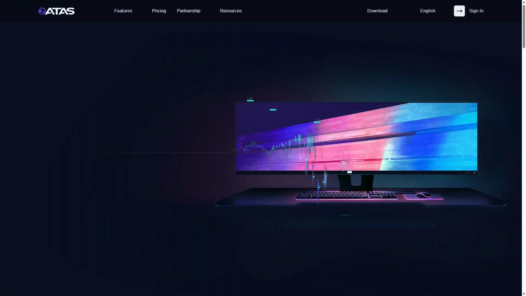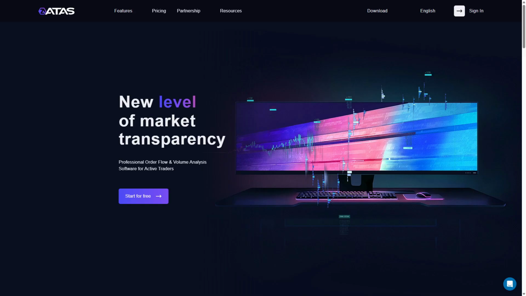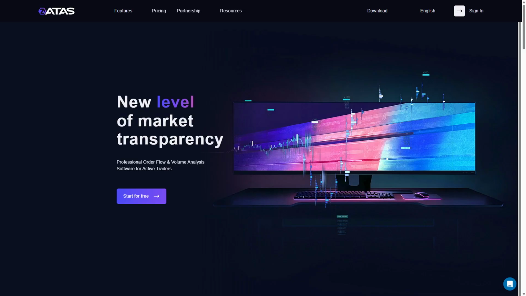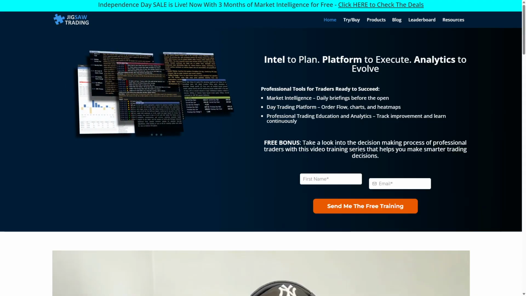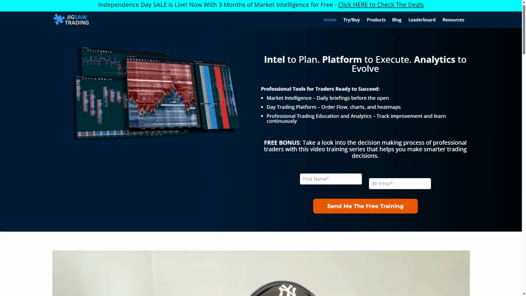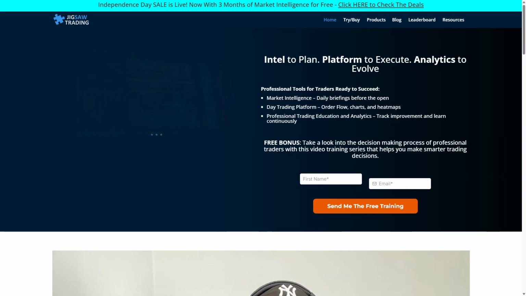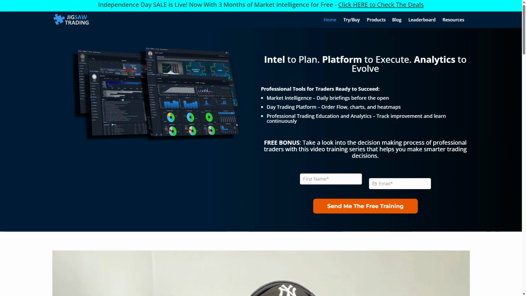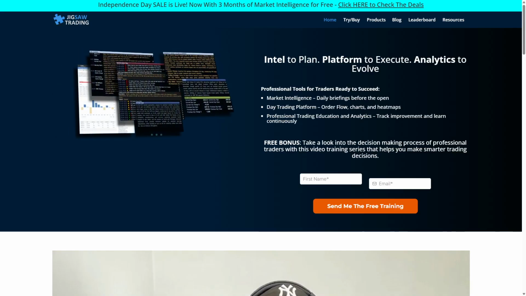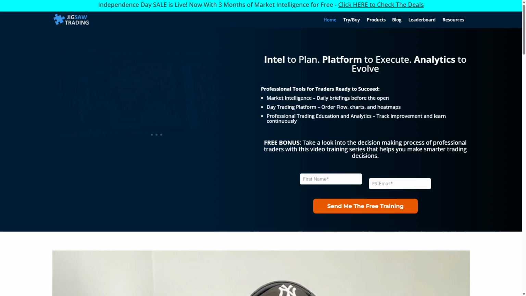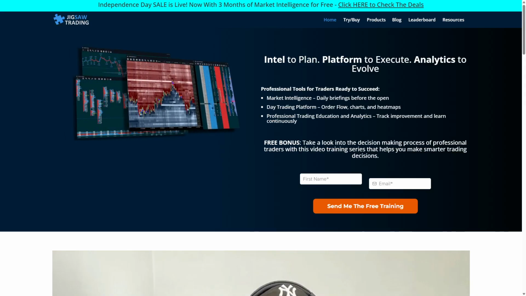ATAS is recommended for traders who need advanced order flow analytics and extensive customization to analyze market depth and volume intricacies in detail. Jigsaw Trading is ideal for traders seeking a clean, efficient order flow platform focused on speed and clarity. Both platforms deliver strong order flow insights, so select based on whether you value comprehensive data or streamlined usability to enhance your trading edge.